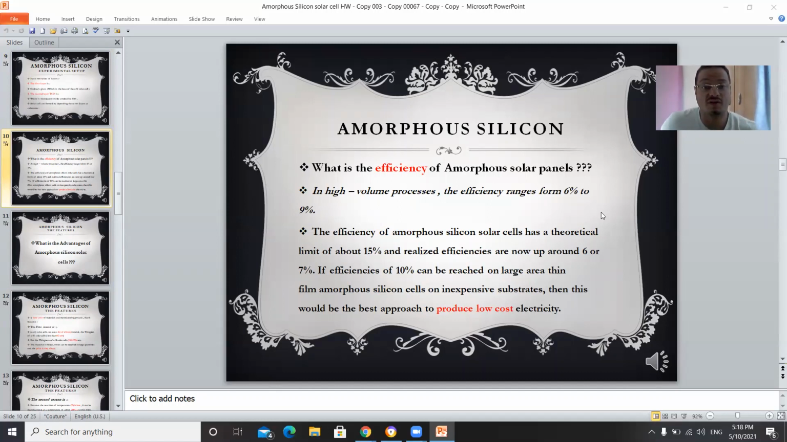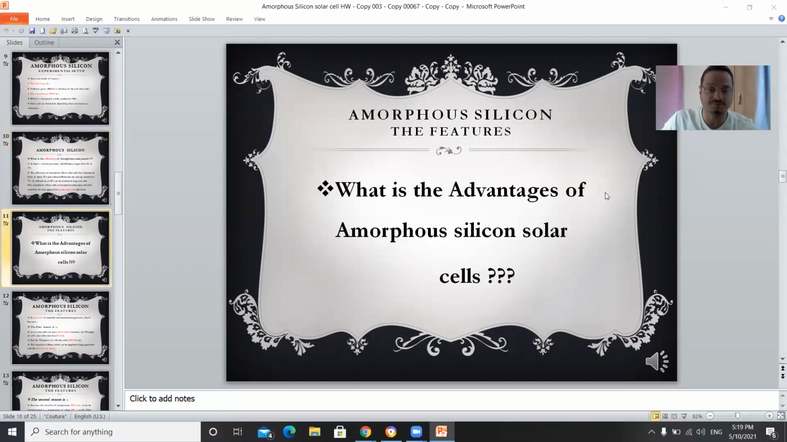Let's define together what the efficiency of an amorphous solar cell is, which is very important. In high volume processes, the efficiency ranges from 6 to 9 percent. The efficiency of amorphous silicon solar cells has a theoretical limit of about 15 percent, unrealized efficiencies. And then this would be the best approach to produce low-cost electricity.